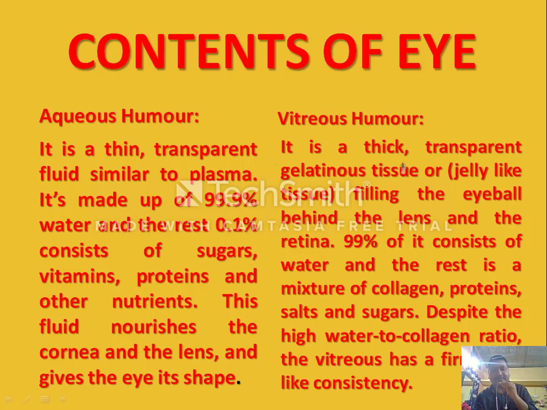And then vitreous humor. Aqueous humor is found in between the cornea and the lens. Vitreous humor is a thick, transparent, gelatinous or jelly-like tissue filling the eyeball behind the lens and the retina. So it is found between the lens and the retina. 99% of it consists of water and the rest is a mixture of collagen, proteins, salts and sugar. Despite the high water to collagen ratio, the vitreous has a firm jelly-like consistency.